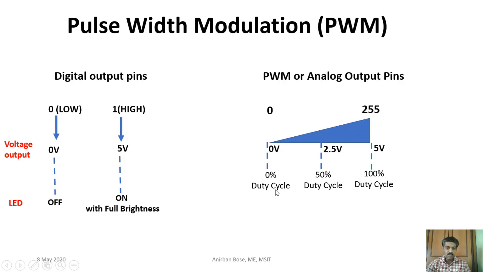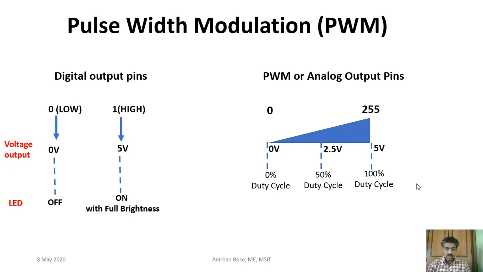Now this 0 corresponds to 0% duty cycle, and 5 volt corresponds to 100% duty cycle. I know that you are a bit confused about what we actually mean by duty cycle. Duty cycle means basically what percentage of time the supply is giving 5 volt. See, actually it is not analog, it is digital, always in the form of a pulse. So pulse width is basically the time for which it is giving 5 volt supply. The idea will be clear in the next part.